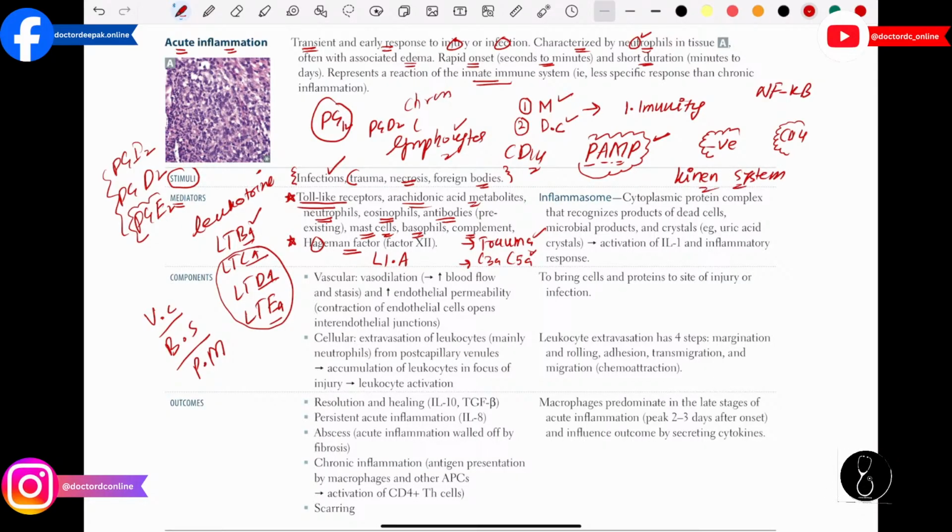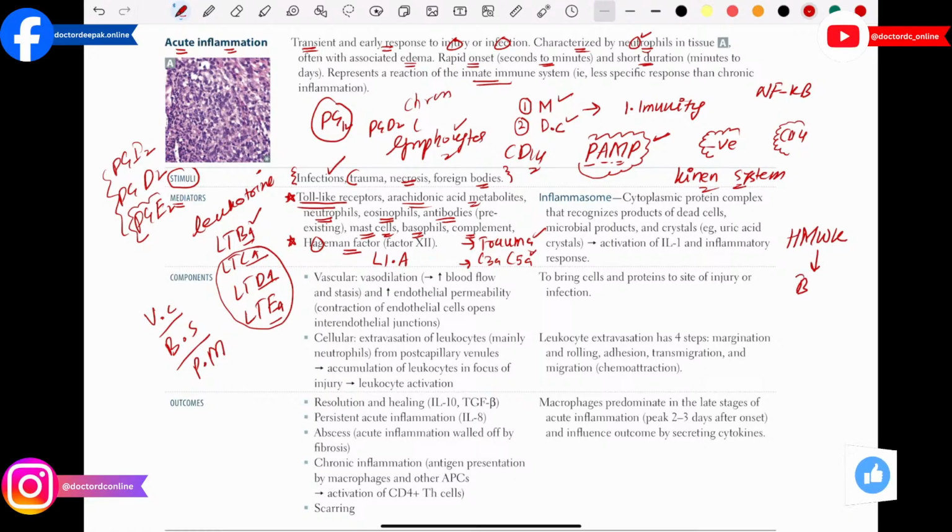So what is the kinin system? Basically, kinin is a molecule that works as an enzyme, because it is going to cleave the higher molecular weight kininogen into bradykinin.